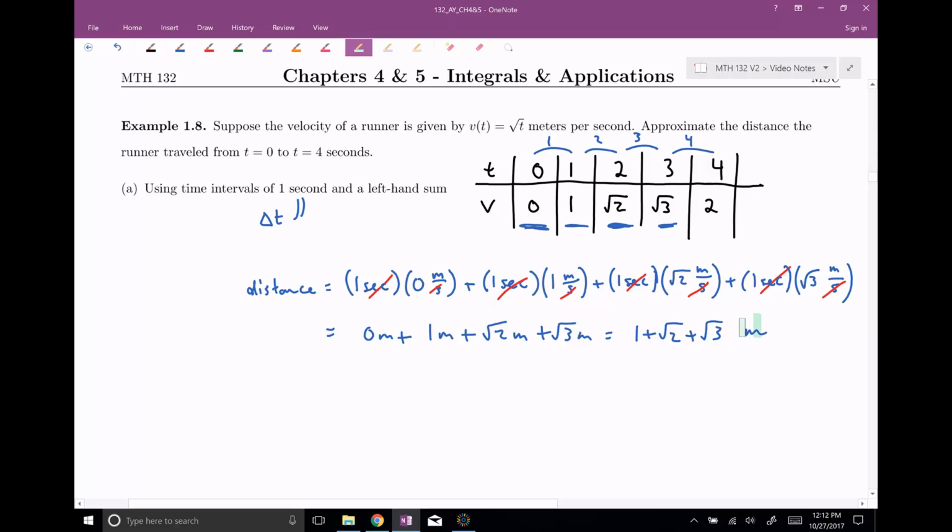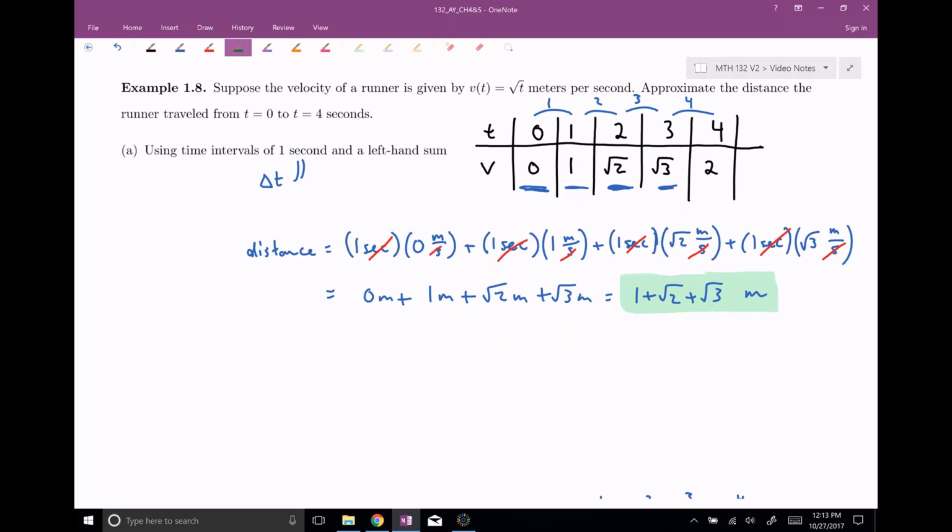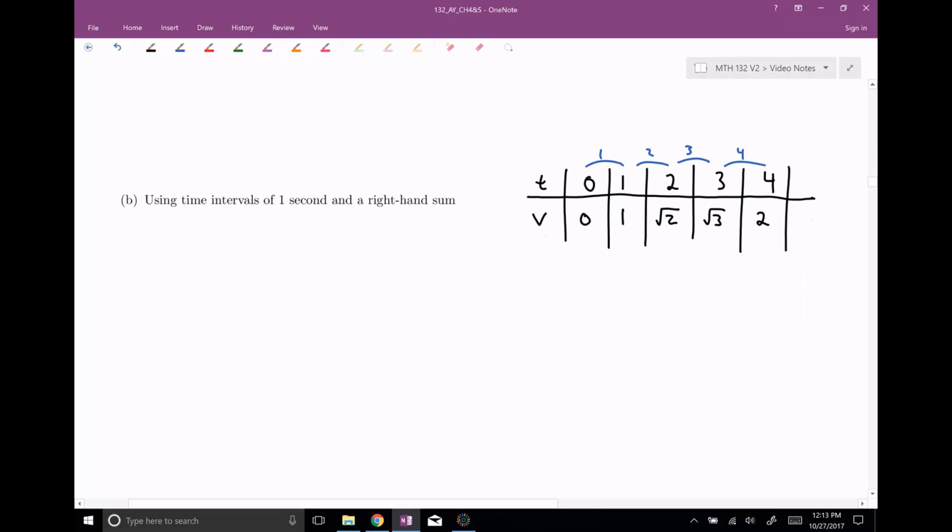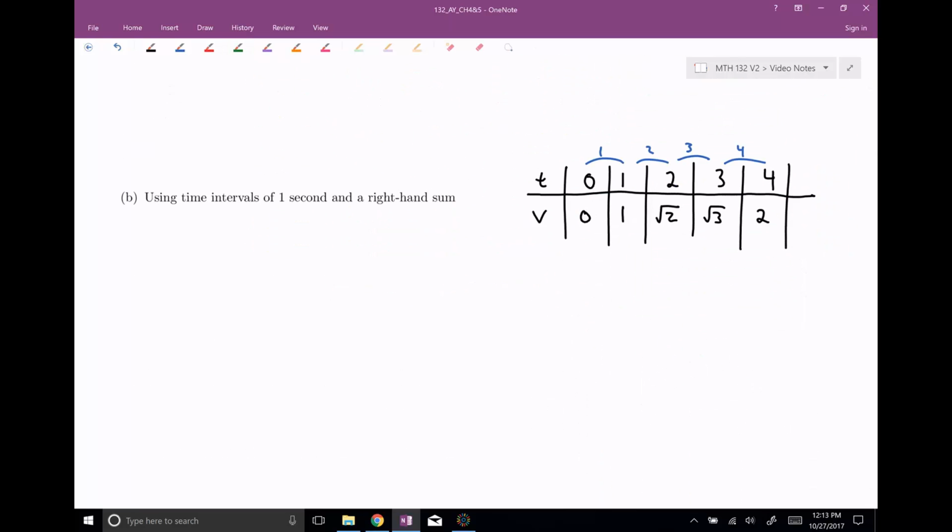Of course, we could plug this into our calculator if we had a calculator, but on quizzes, exams, heck, even our homework, we can enter the answer like this and we get full credit. All right, last part here, I went ahead and copied our table down just so I don't have to keep jumping back and forth.